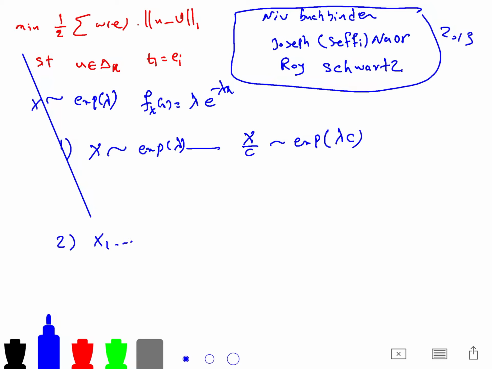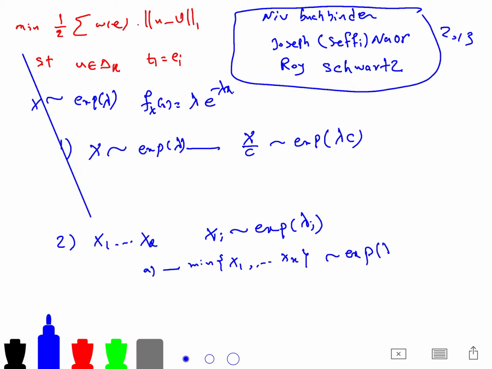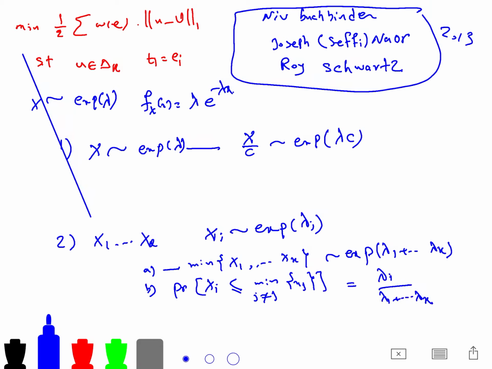And then let X1 to Xk be independent, and X_i be sampled from an exponential distribution. First of all, we can say that the minimum of X1 through Xk is just exp with lambda 1 plus through lambda k. So it's very handy and easy. So the probability of X_i being less than the minimum over j not equal to i of X_j is just lambda_i over lambda 1 plus through lambda k, something like softmax that we love in machine learning.